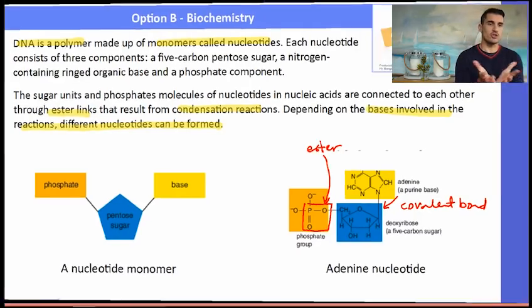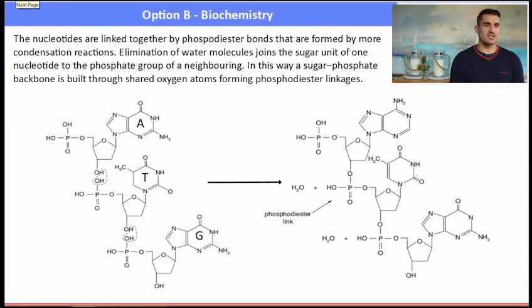So once we've got our nucleotides, we can link those together via condensation reactions between a sugar and another phosphate group, building up the DNA chain. So we keep on removing water, and the sugar of one of the nucleotides connects to the phosphate group of the other nucleotide, and then in those phosphodiester links, we're getting our backbone of DNA to be established.